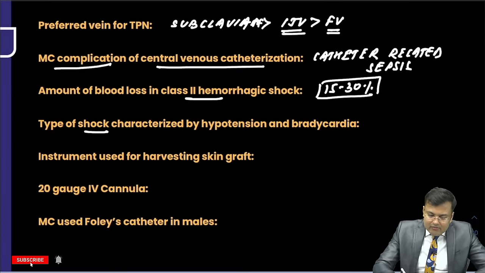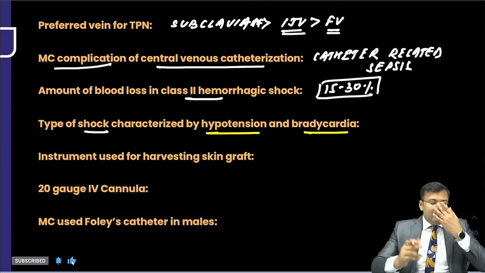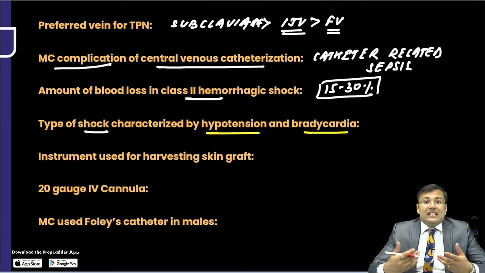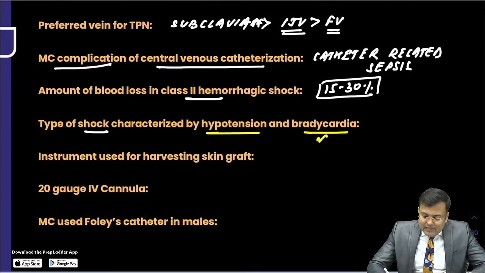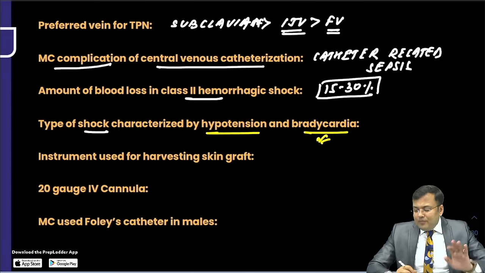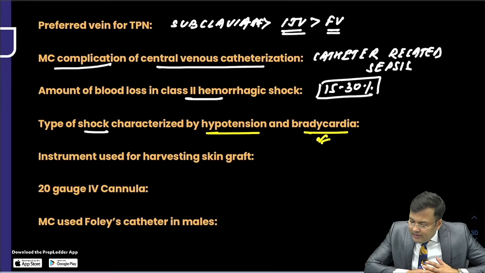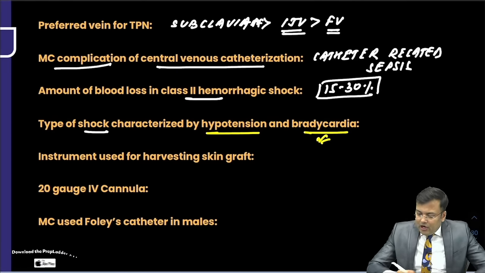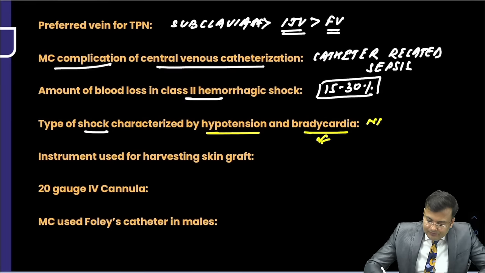Type of shock, this question is asked frequently, characterized by hypotension and bradycardia. In majority of shock there is hypotension, but there is tachycardia. Here there is loss of sympathetic tone leading to bradycardia. Which one? Yes, Tulsi, very good. It is neurogenic shock.